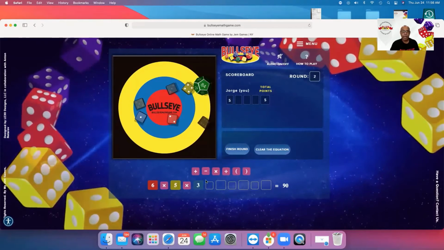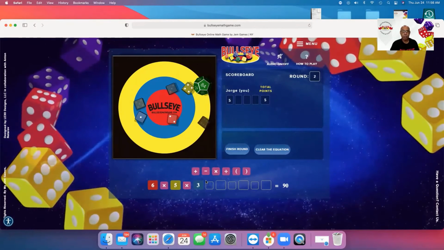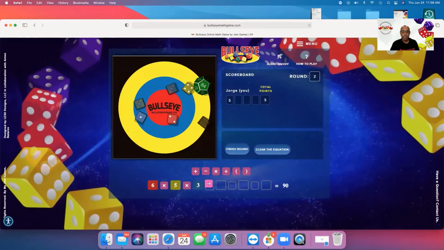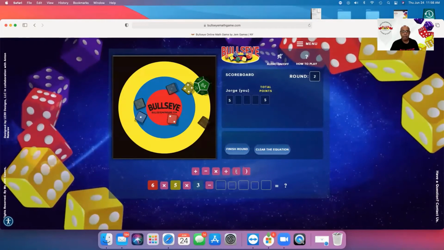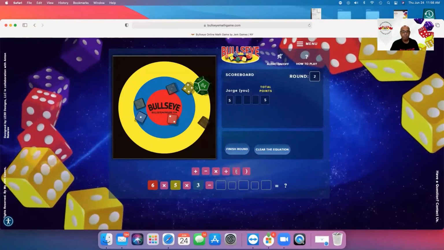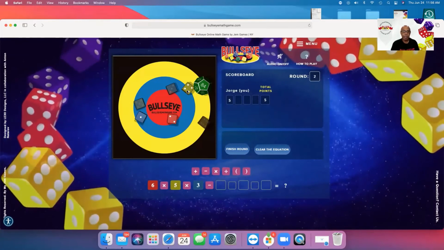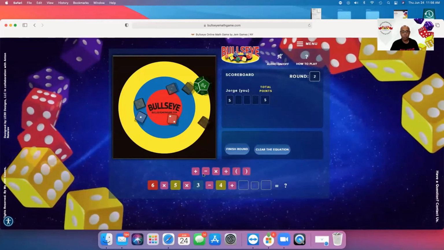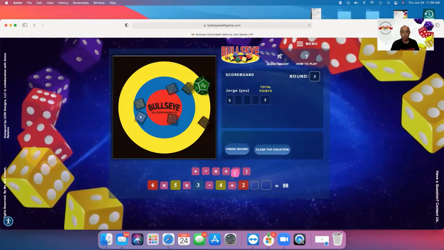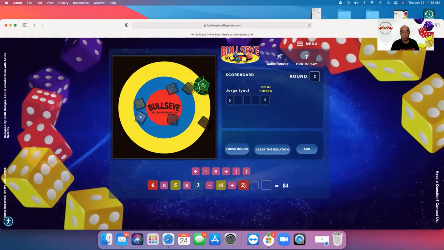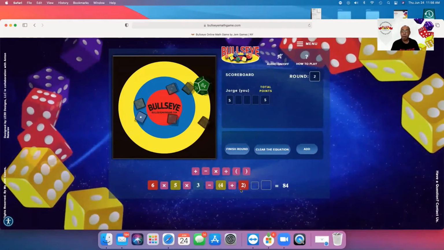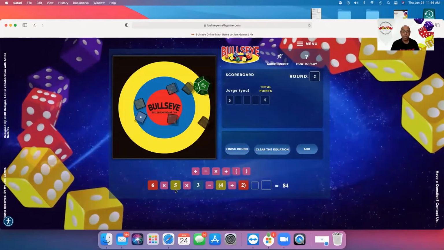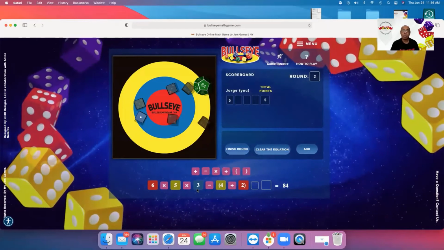Okay, and then what I'm going to do is simply subtract that by doing this. 4 plus 2. Let's enclose 4 plus 2 in parentheses. That gives me my bullseye number of 84. So I have 6 times 5 is 30. 30 times 3 gives me 90.